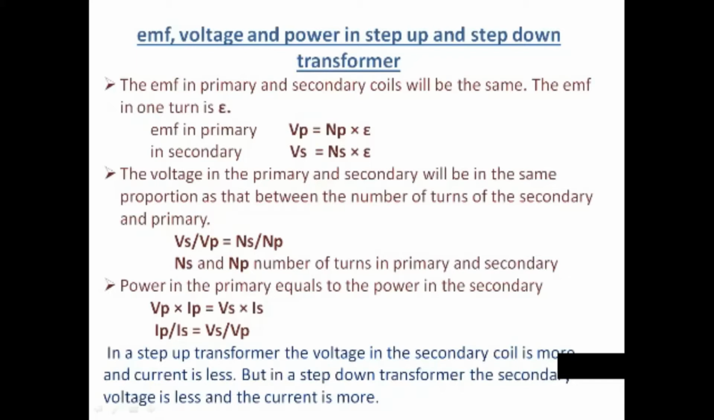Next, in a step-up transformer, the voltage in the secondary coil is more, because a step-up transformer is increasing the voltage. So the increased voltage we can get from the secondary coil. And so the secondary coil has a higher voltage, and the current is less. But in a step-down transformer, the secondary coil has low voltage and the current is more. Based on their function, the voltage and the current are different.